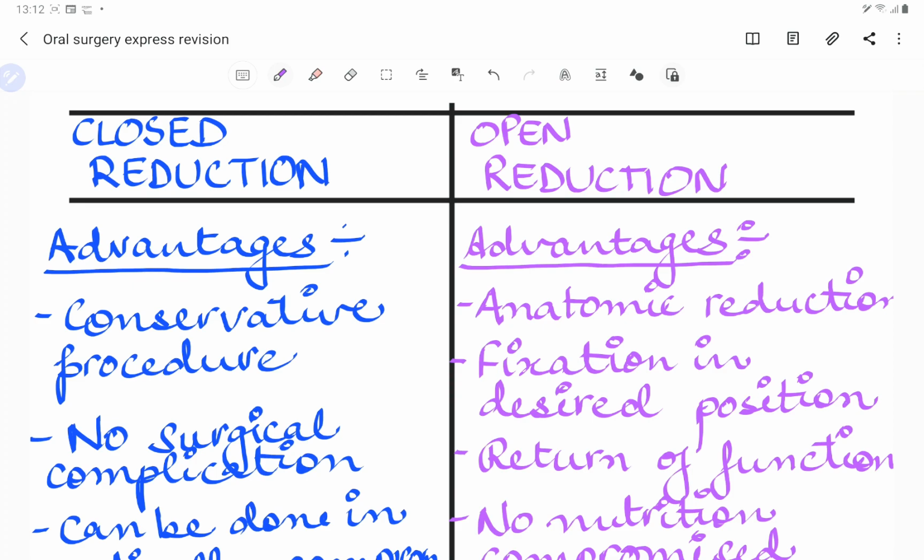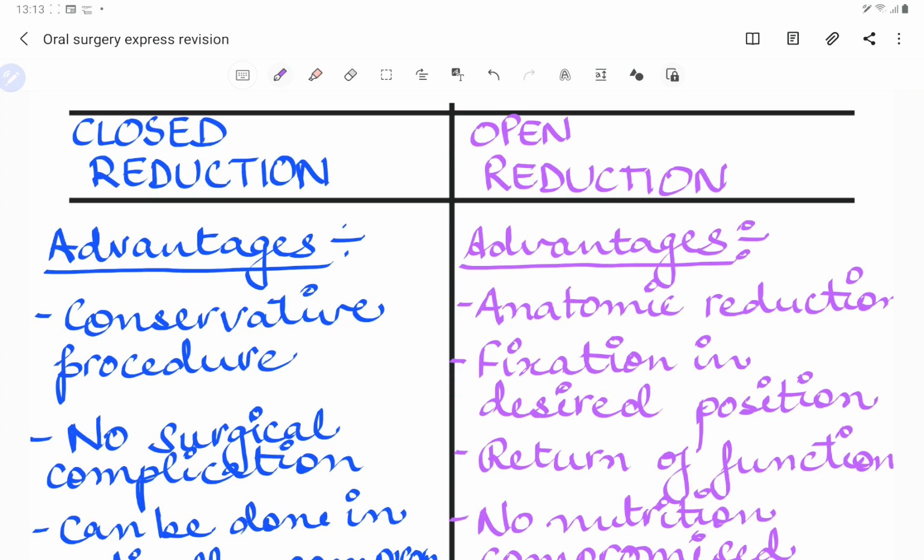So what we do is, if you are placing plates or screws in the fracture segments, if you are doing the open reduction, then before surgery you do the intermaxillary fixation, and after you have placed screws or plates, you cut all these wires. Then when the person is discharged, there is no intermaxillary fixation. The person can eat or drink nicely. So nothing is compromised in open reduction.